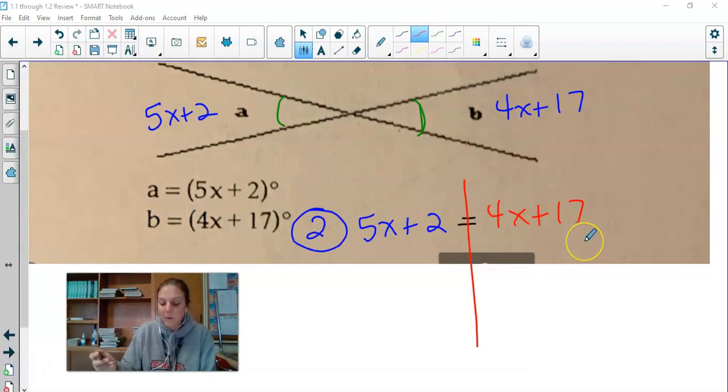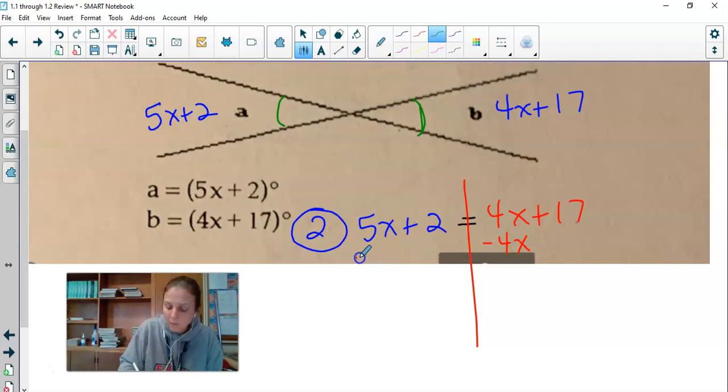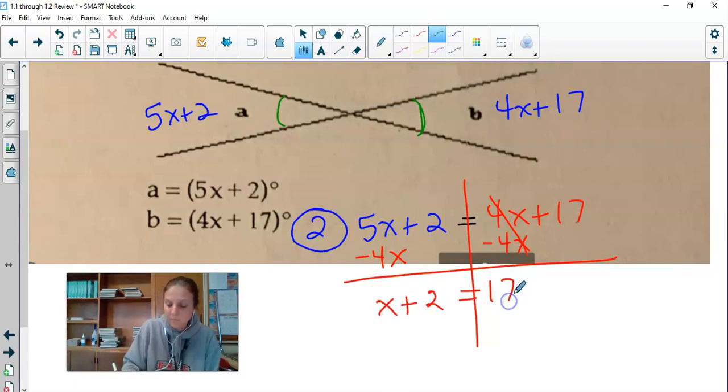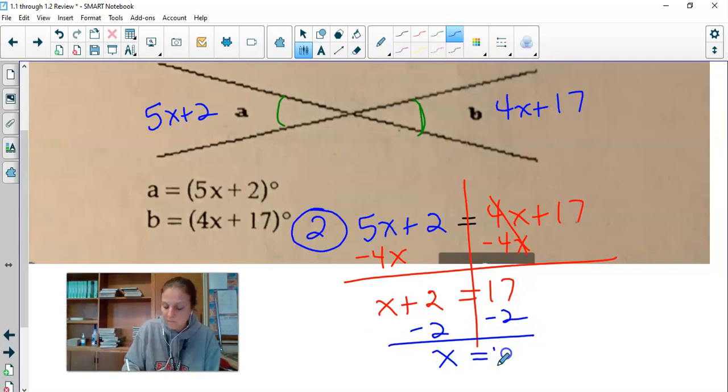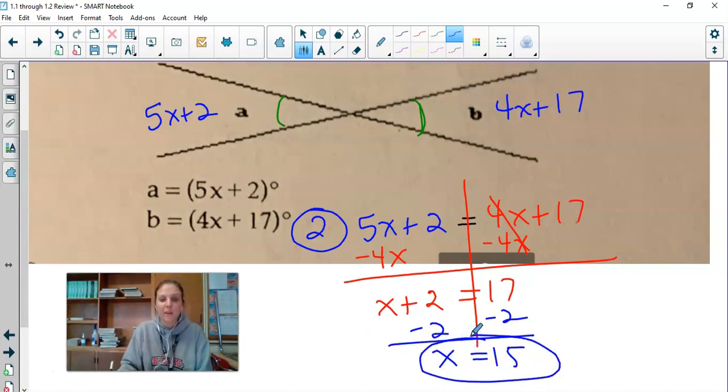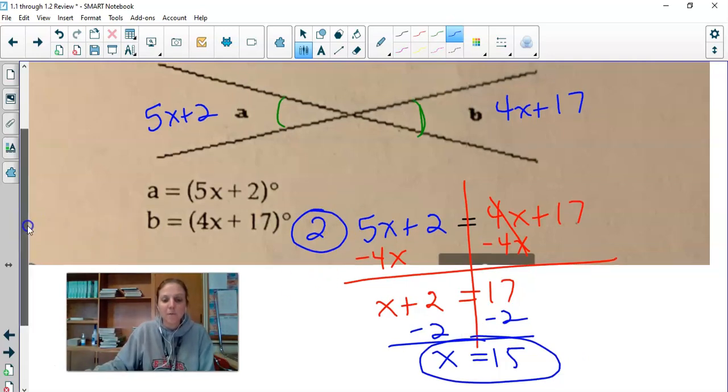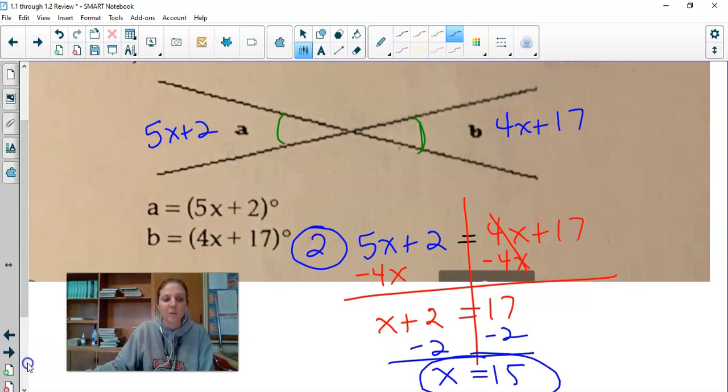So I'm going to combine my x's first. I'm going to subtract 4x from each side. So 5 minus 4 is 1x, or just x. Next, you're going to solve for x, so subtract 2. And x equals 15. Remember, that's not the final answer, that's just the value of x. So go ahead and plug in 15 in place of the x above.